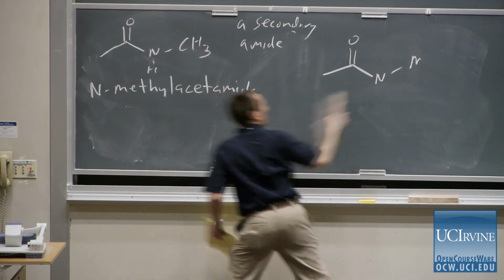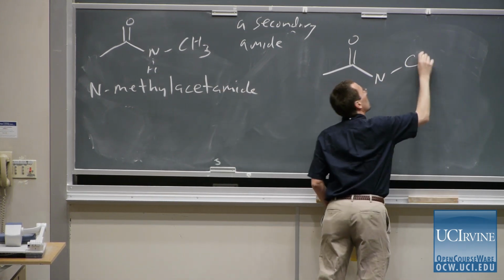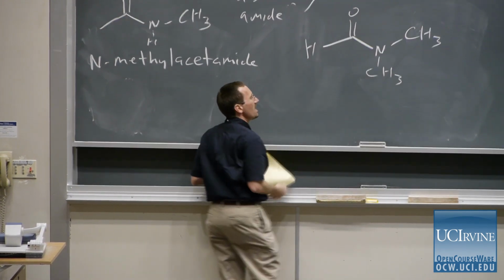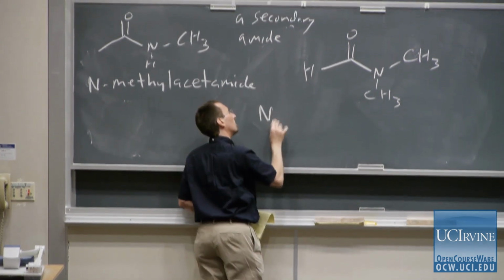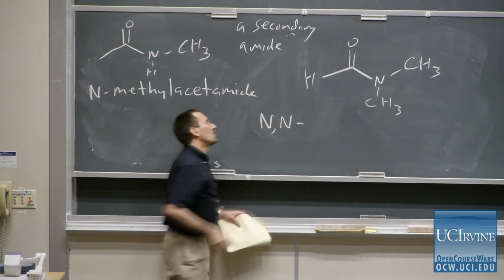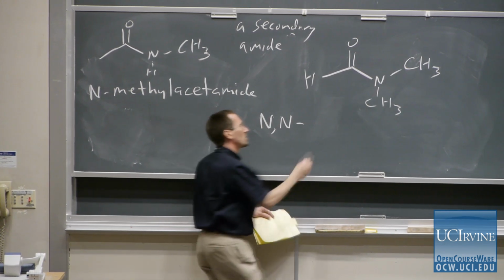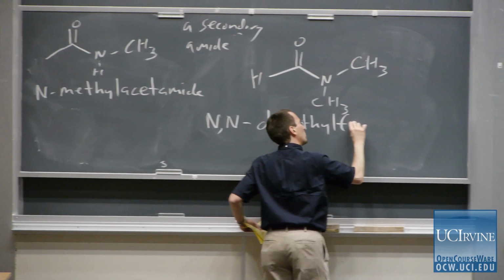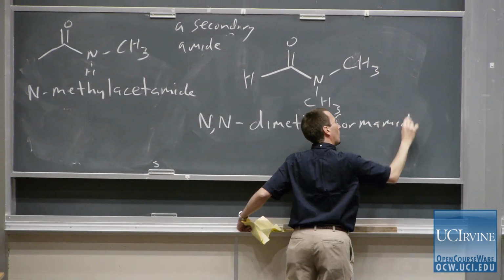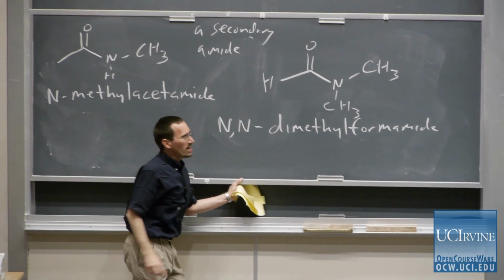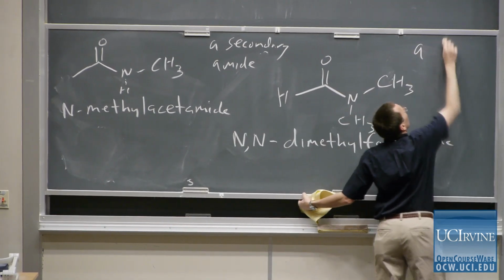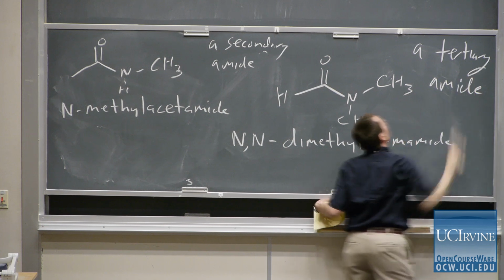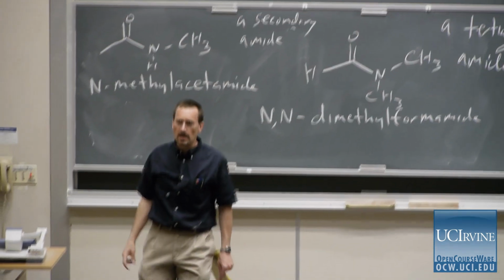Take another example here. A common amide, an amide that's often used as a solvent, is N,N-dimethyl formamide. So we have two substituents on the nitrogen, so we call this N,N-dimethyl formamide, all one word. It's a tertiary amide. In other words, it has two substituents on the nitrogen.